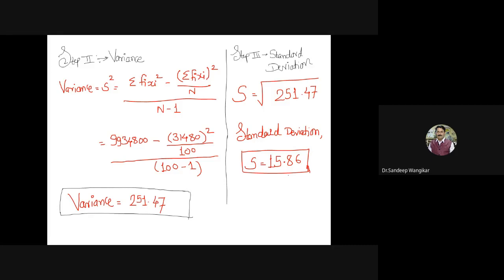Then the last step, standard deviation. The variance is nothing but the S square value. So just taking the square root, S is equal to the square root of variance, or the square root of S square, you will get the value of S, and it is 15.86. So in this way, friends, you can calculate the mean, the variance, and the standard deviation for a given numerical. This is about the frequency distribution and the different terms used in it, and how to calculate the mean, variance, and the standard deviation. Now, let us move further to the concept of probability.